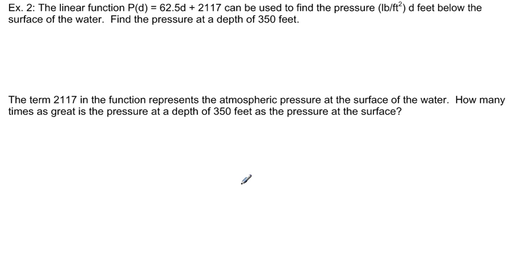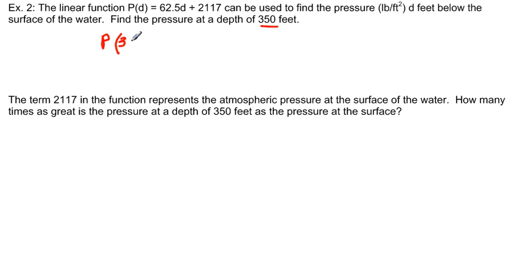Example 2, the linear function p of d equals 62.5d plus 2,117 can be used to find the pressure in pounds per square feet, d feet below the surface of the water. Find the pressure at a depth of 350 feet. Well, they're telling you that the value of d is 350. So we're going to plug that into our function.